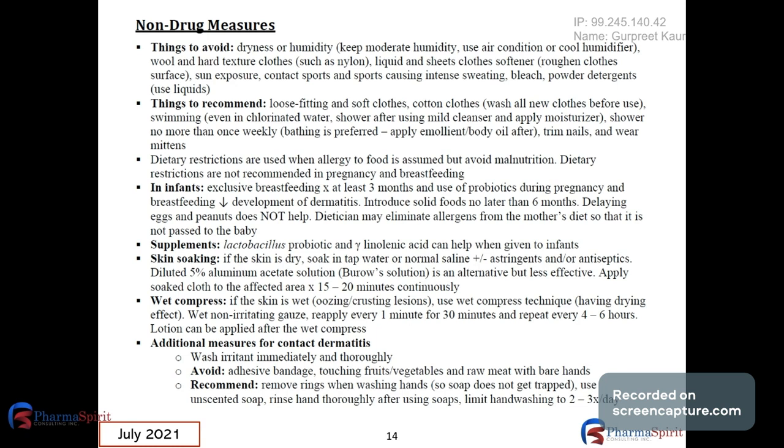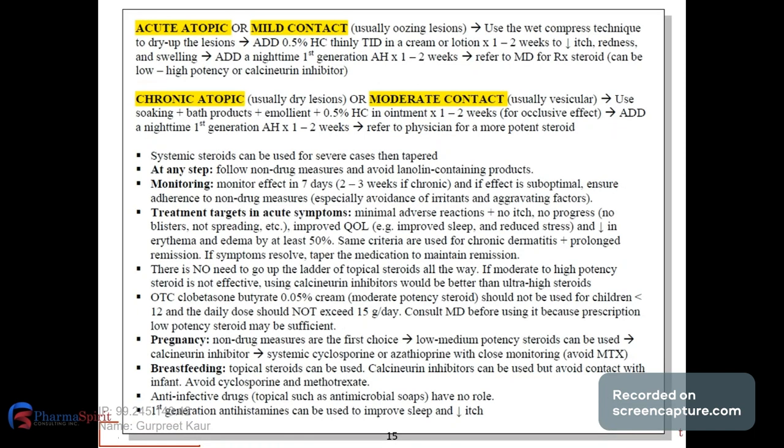Also, we can recommend for the patient to use unscented soap and to rinse hands thoroughly after using the soap, and to limit hand washing to only 2 to 3 times per day. So here we'll talk about the management of atopic and contact dermatitis, and there's lots of information on these two slides, but we'll try to go over them relatively quickly.